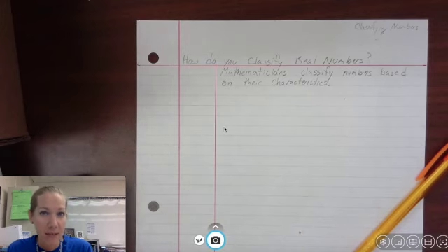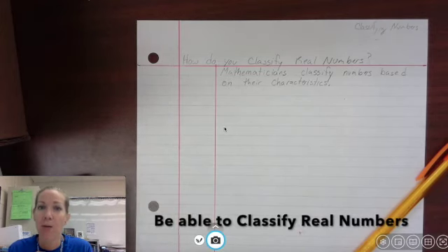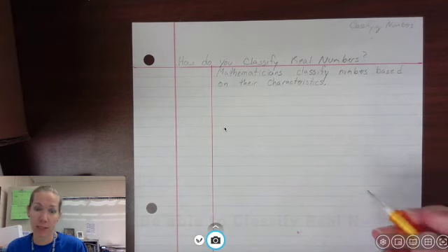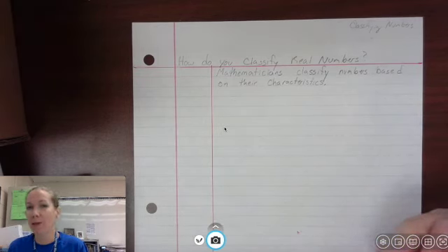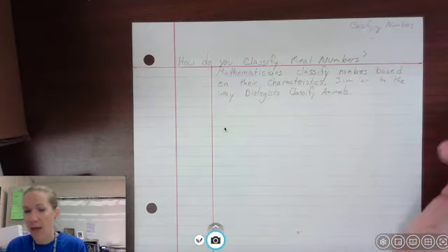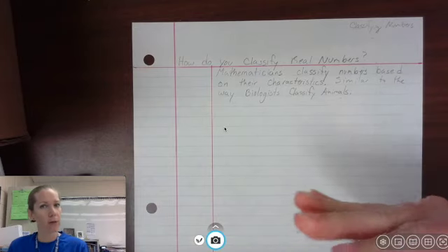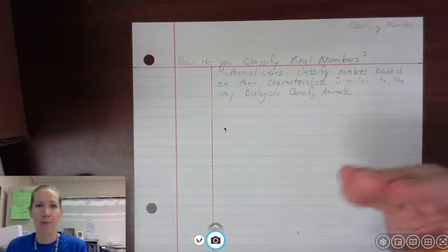Hello. By the end of today's lesson, you should be able to classify any real number. Mathematicians classify numbers based on their characteristics. This is similar to the way biologists classify animals. If you think about it, when they get an animal, first they have to classify, well, is it a vertebrate or an invertebrate, meaning does it have a backbone or not?